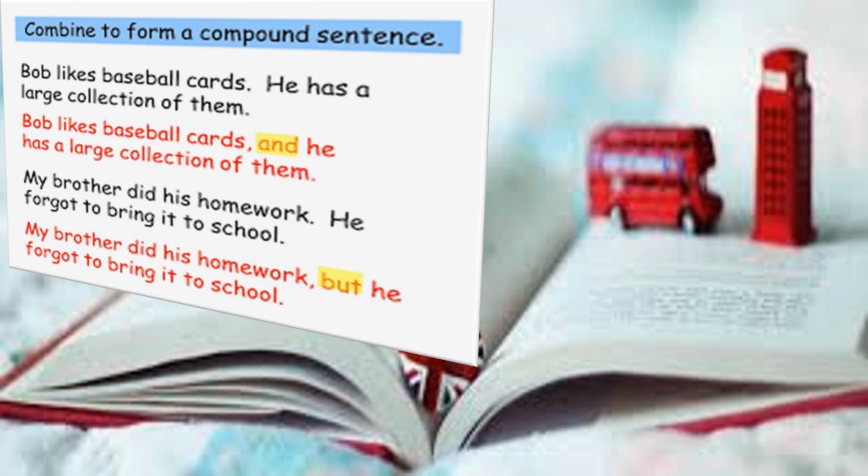Now you can write some exercises. The first: combine to form a compound sentence. Bob likes baseball cards. He has a large collection of them. Bob likes baseball cards, and he has a large collection of them. My brother did his homework. He forgot to bring it to school. My brother did his homework, but he forgot to bring it to school.